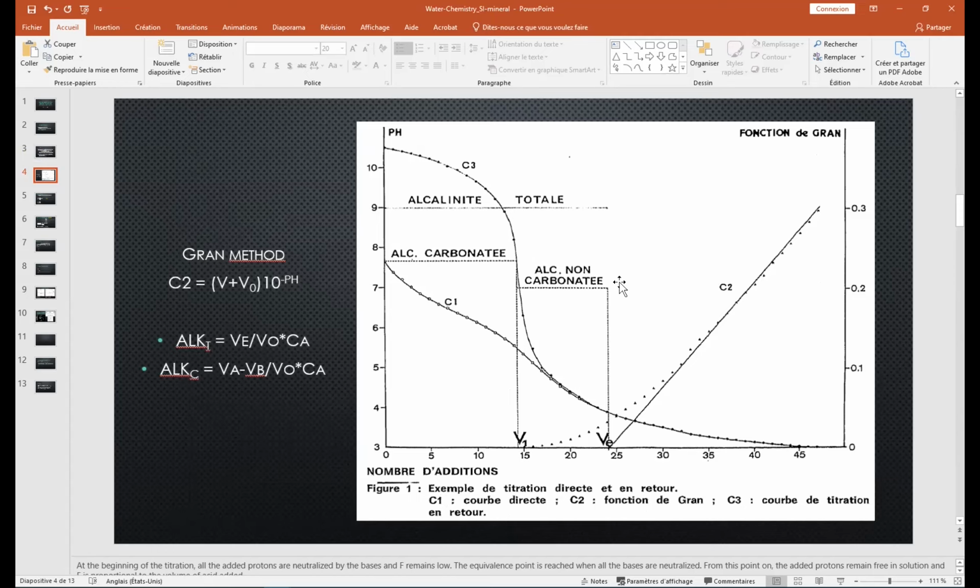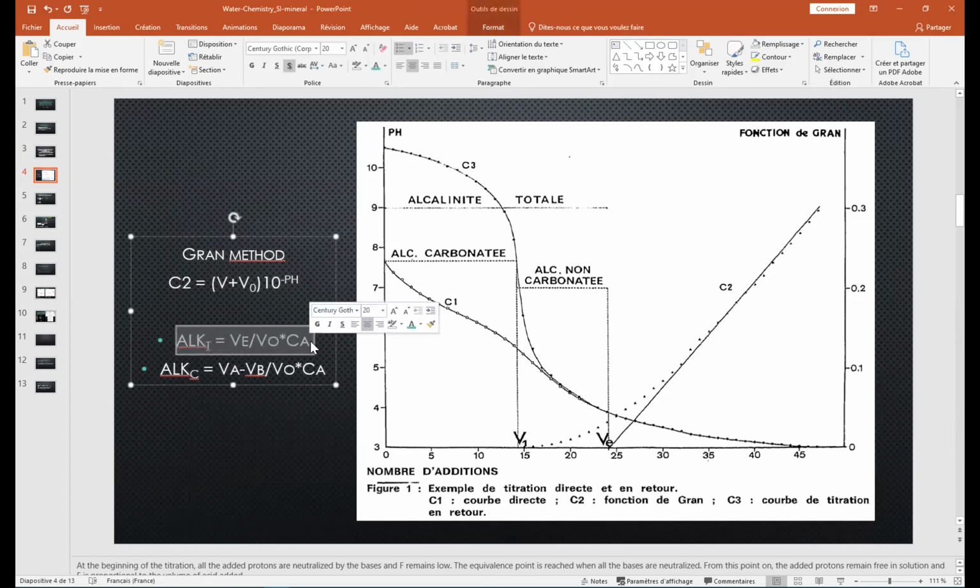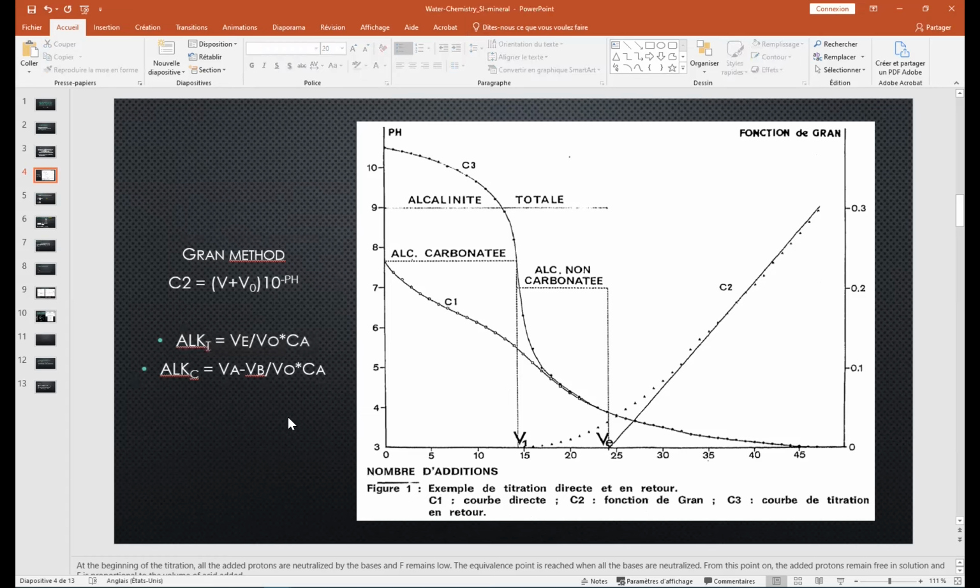So when you calculate this equivalent point, you can then calculate the alkalinity, which is just the volume of acid you added over the volume you had at the beginning, so the V0, multiplied by the concentration of the acid you added. So this is really simple. You can do that at the IPGP if you want, because you need a closed system. And that's it.